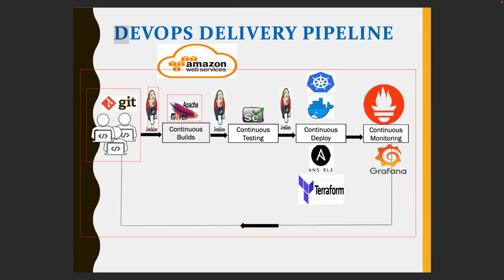This is the CI/CD pipeline. Developers are writing the code. It's pulled, built, right? And then tested, deployed. Every change developers make will go through this process of continuous building, continuous testing, continuous deployment, and continuous monitoring. Can you see those phases? This is nothing but CI/CD. This is continuous development, continuous builds, continuous testing, continuous deployment, continuous monitoring.